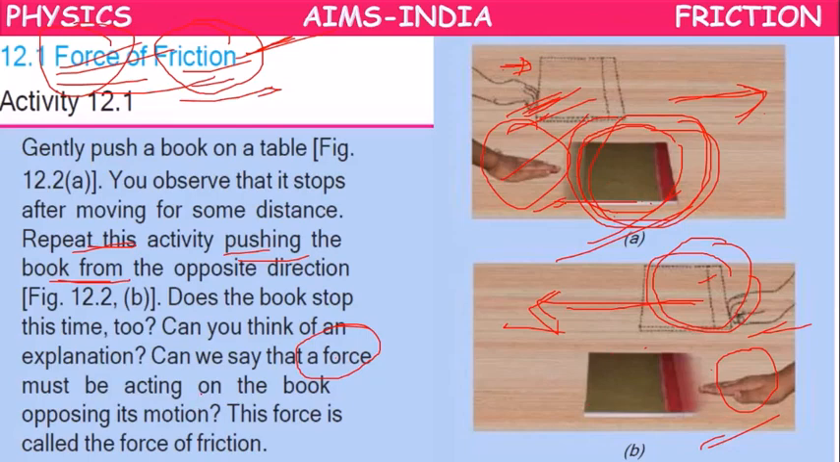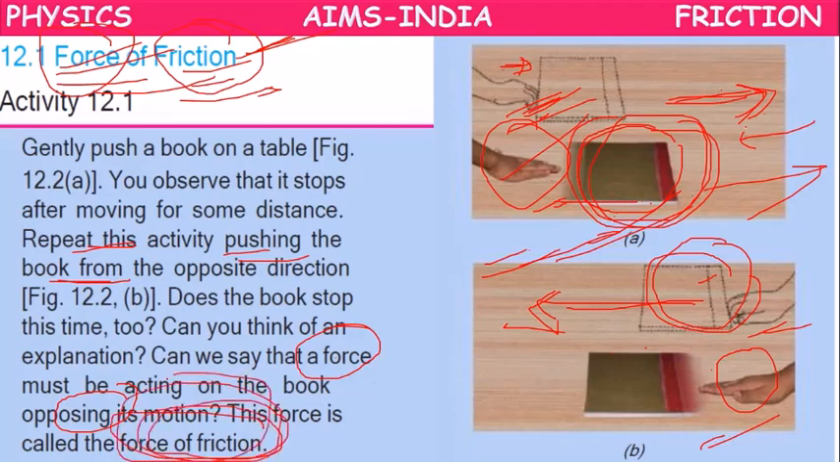Why are we using the word opposing? Because if it supported motion, then it might have traveled a longer distance. It wouldn't stop. So it stopping means the book is traveling forward and some force is acting backward. That stopping force, the force which stops the motion, is called the force of friction. Opposition to motion, that kind of force is called friction.